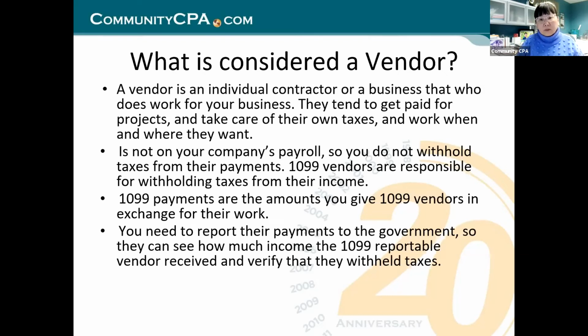So if you think that person is an employee, make sure you have your payment of 25% in addition to what you paid ready to be there to pay for taxes. All right. So I want to make sure that you understand the significance of the 1099 and the W-2.